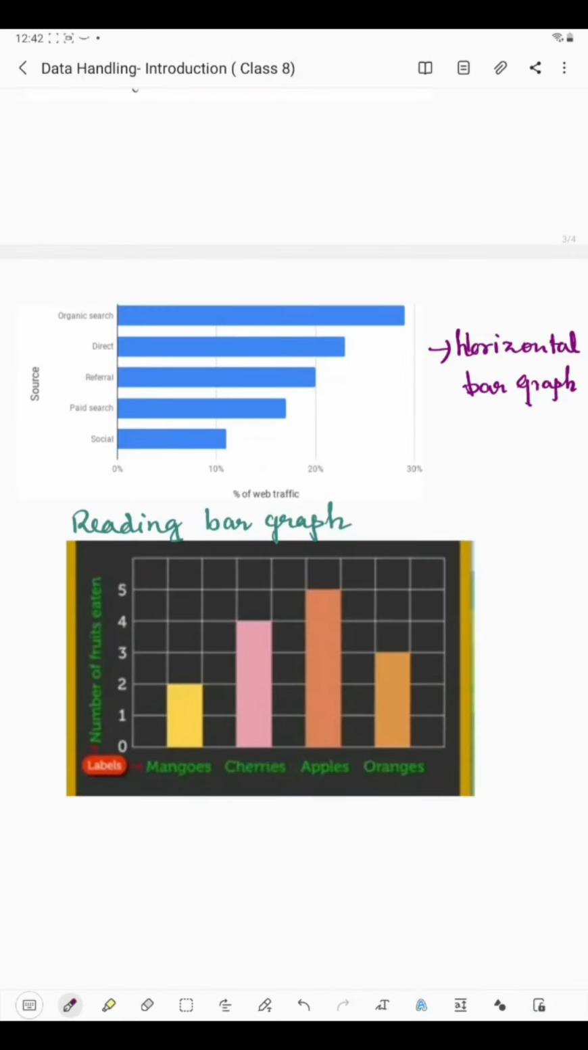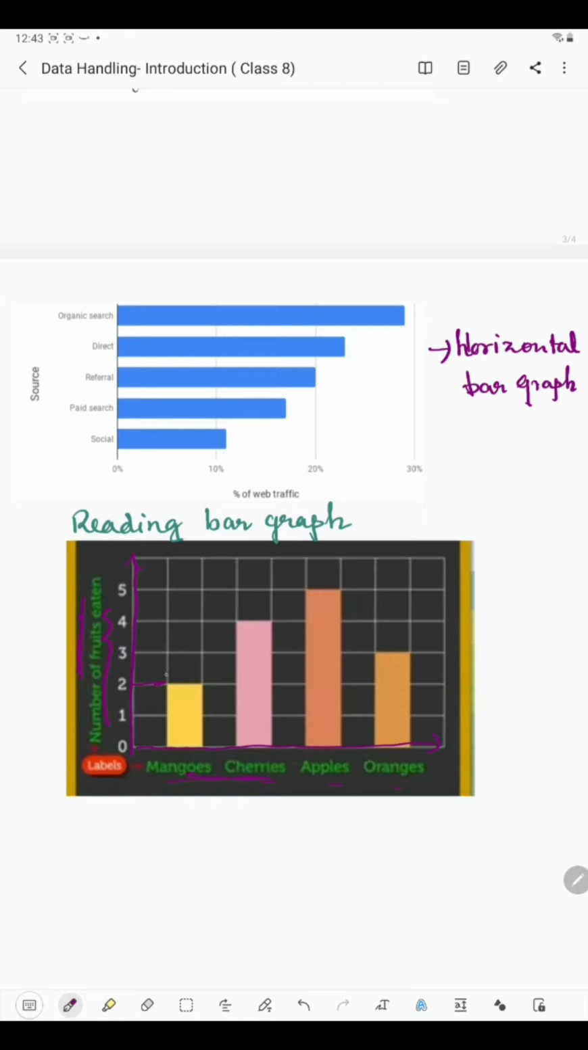Now we will learn how to read the bar graph. Here this is called the horizontal axis and this is called the vertical axis. At the bottom we are measuring the types of fruits, and on the vertical axis we are measuring the number of fruits eaten. Both the side and the bottom have labels, which tell us what kind of data is shown. Suppose there is one monkey and the monkey eats some types of fruits, and how many it eats is given. The scale represents how many fruits are eaten by the monkey.